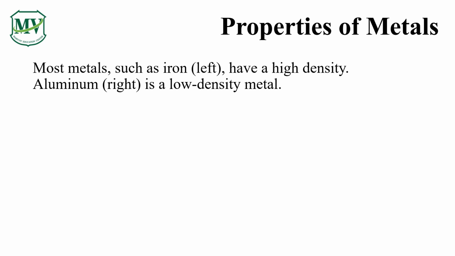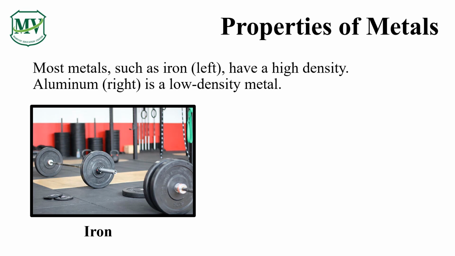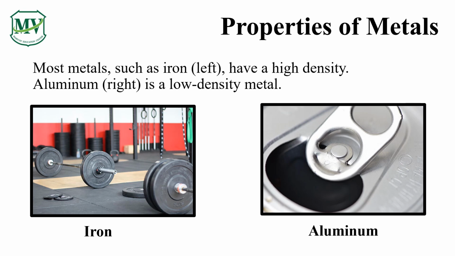Most metals have a high or very high density, but there is a wide range. Density of metals is affected by how closely atoms are packed in the lattice, as well as the density of atoms. Most metals, such as iron on the left, have a high density. Aluminum on the right is a low density metal.